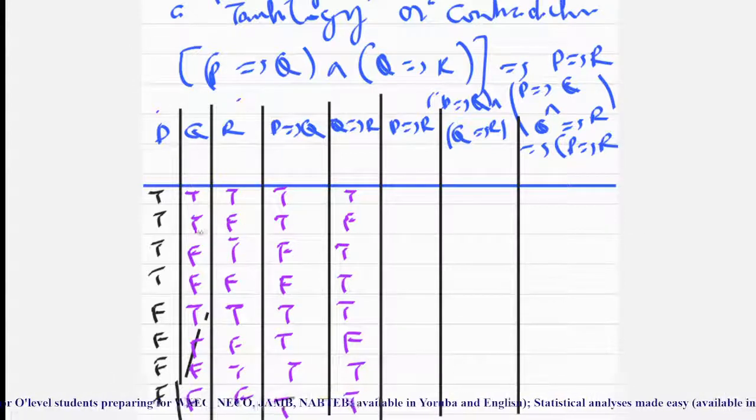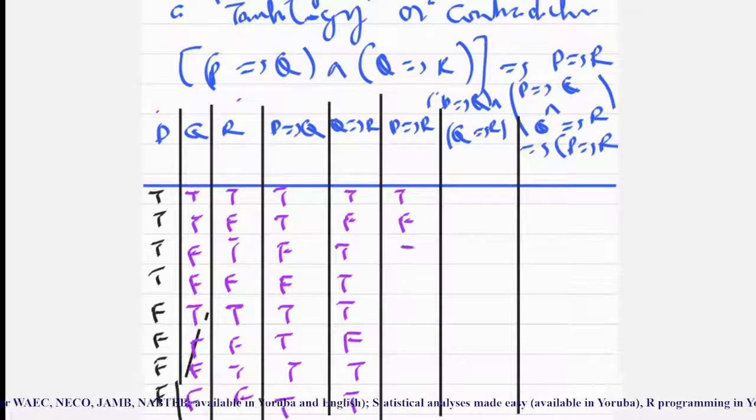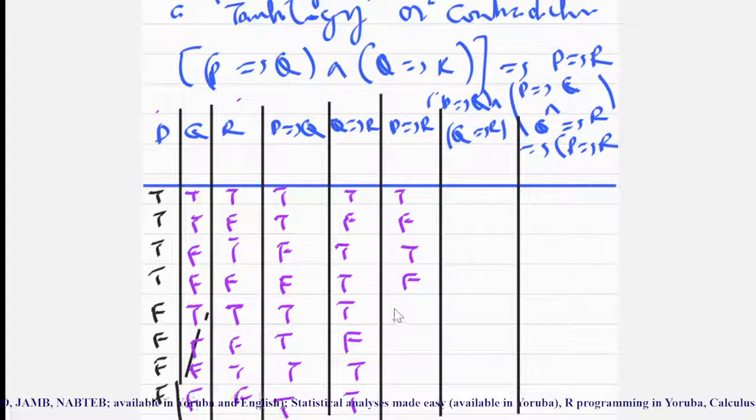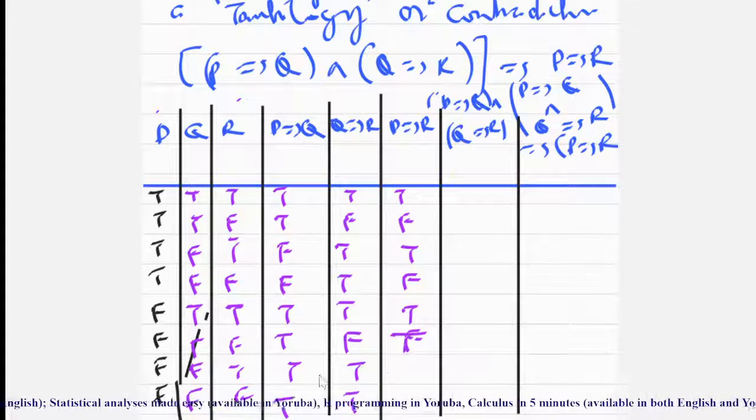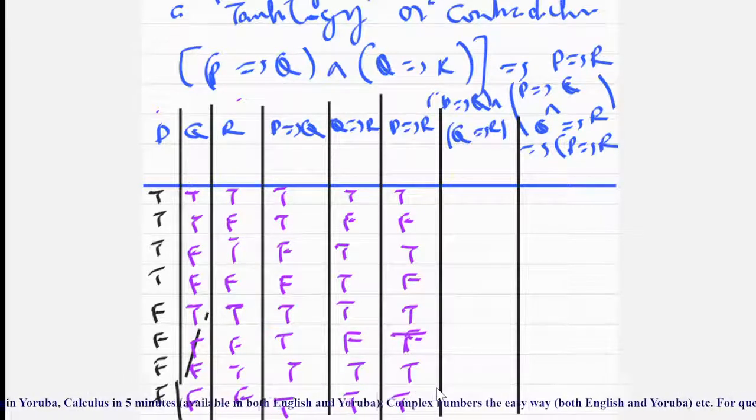Okay, what of P and R? True, true is true. True, false is false. True, true is true. True, false is false. False, true is true. False, false is true. False, true is also true. False, false is true. Since it's an implication, you can only have false when the first is true and the second is false. That's what I've done. Okay, the second one is to combine this guy.